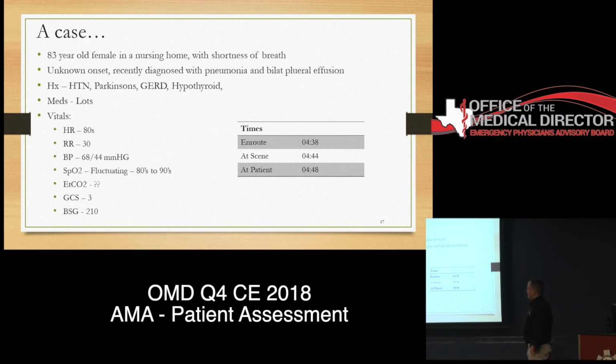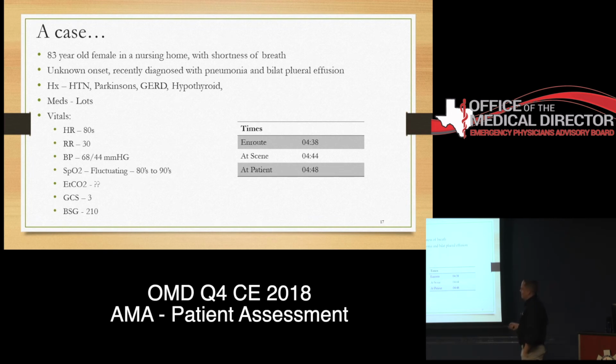But we did find out that she was recently diagnosed with pneumonia, bilateral pleural effusion. She's got hypertension, Parkinson's, GERD, hypothyroid. She takes lots of meds. And so we get there, heart rate's in the 80s, respiratory rate's in the 30s. Blood pressure 68/44, that's a little concerning. Fluctuating SpO2 is kind of reading in and out, 80s to 90s. The staff had put the patient on a neb before the crew got there. Never established end-tidal CO2. GCS of 3, blood sugar is 210.